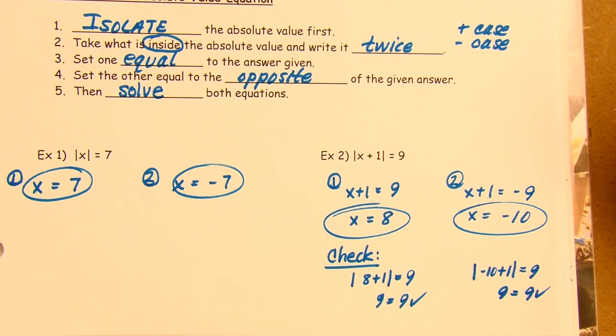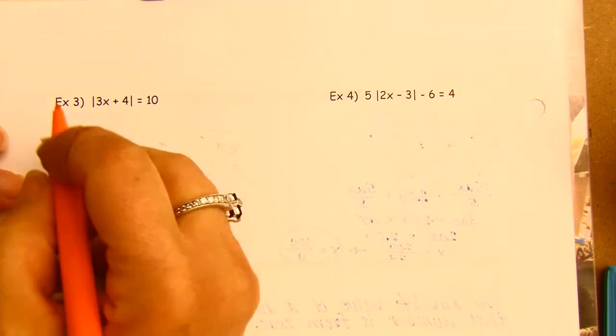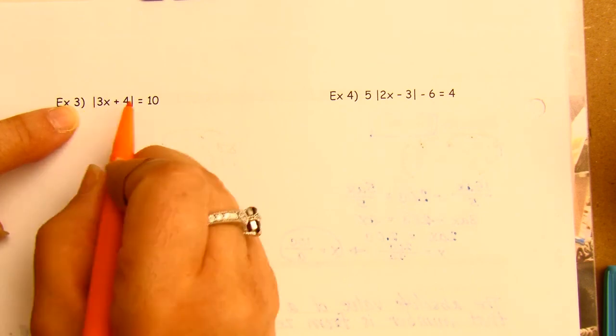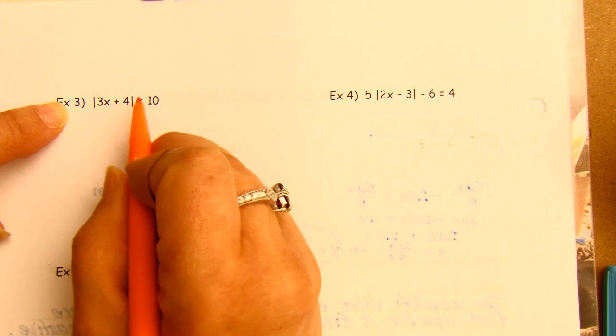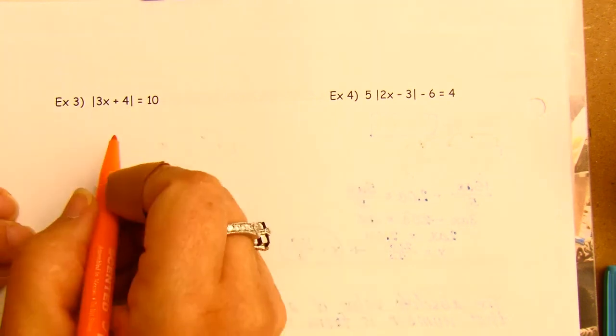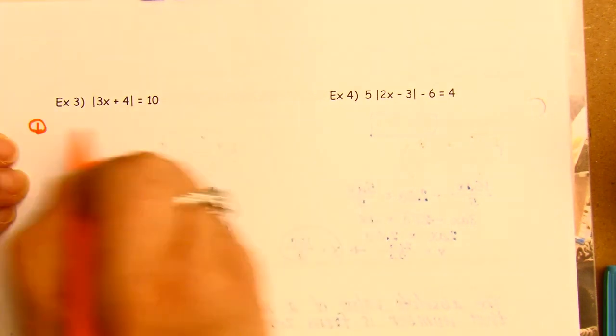Okay, side 2. Example, absolute value of 3x plus 4 equaling 10. Absolute value of 3x plus 4 equals 10. Well, the absolute value bars are isolated. There's nothing in front, and in front of the equal sign, there's nothing behind the bar on the same side of the equal sign. So I'm ready to set up my two cases.